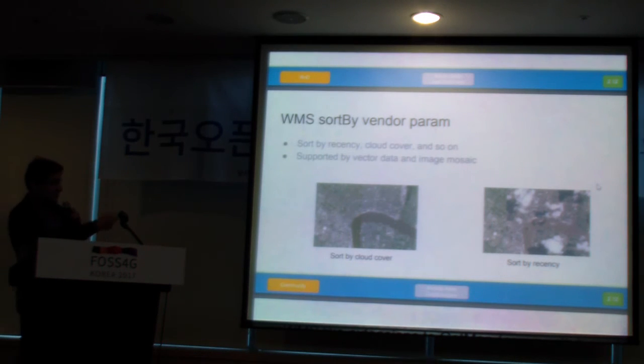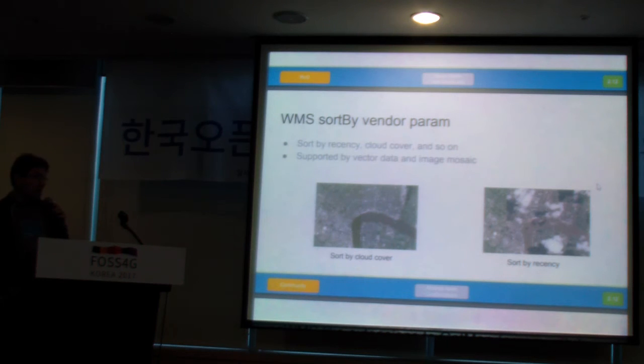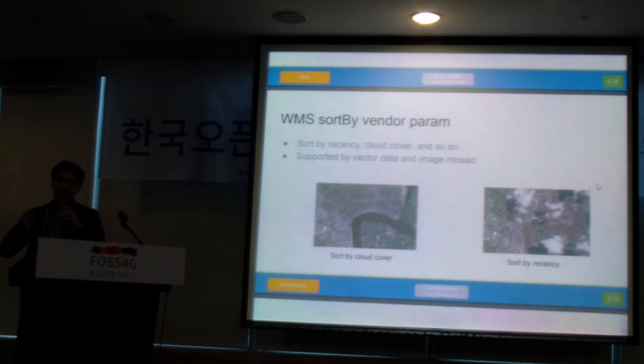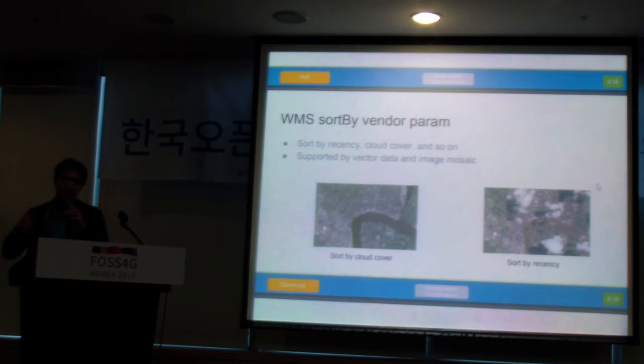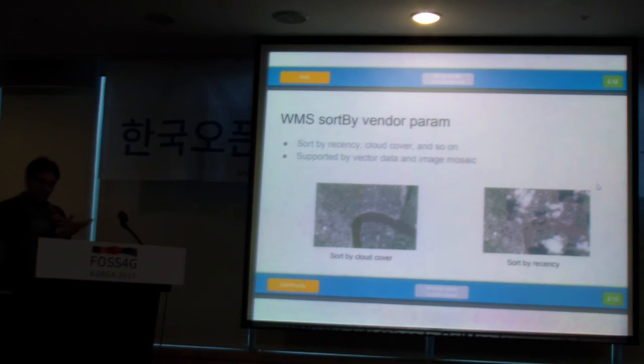So for example, these two images are coming from exactly the same image mosaic, but in one I've sorted by cloud cover to have the least cloud cover possible, and in the other instead I've sorted by recency to have the most recent image possible on top. And of course you get different results.